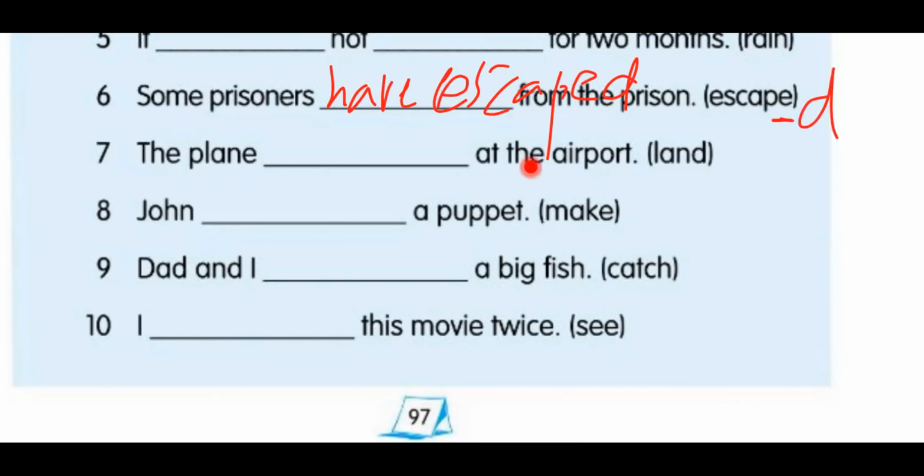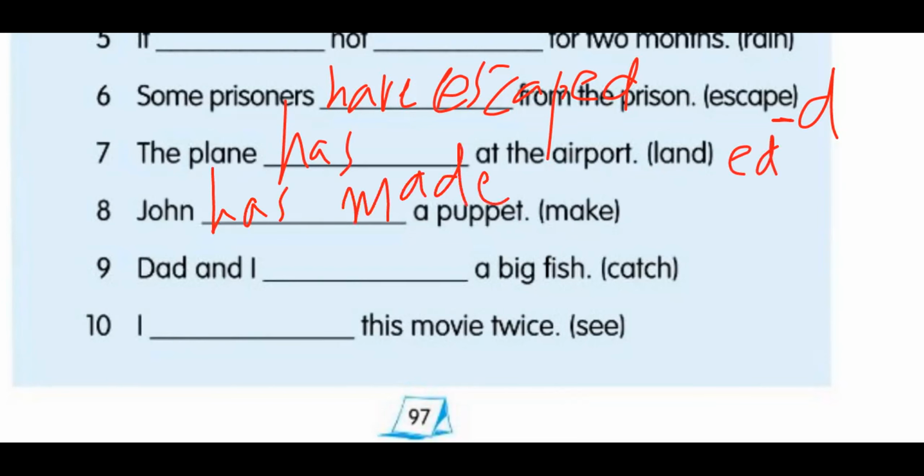The plane dash at the airport. Landed, land at the airport. Landing. Has landed. Okay. Next, John dash a puppet. Has, will become made. Okay, M-A-D-E, irregular verb. Make will become made.